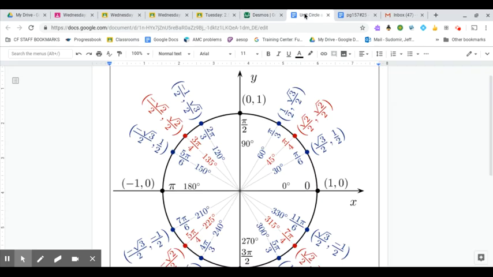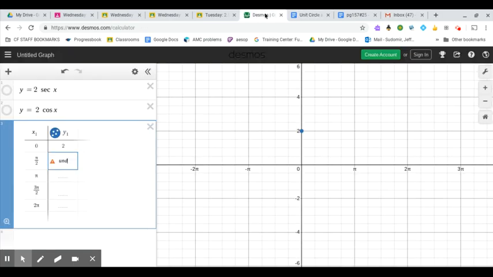From there, we can move on to pi. At pi, you can see the x-coordinate is -1. So if we do 1 over -1, we get -1. But remember, we're multiplying by 2, so we end up with -2 as the y-coordinate at that point.